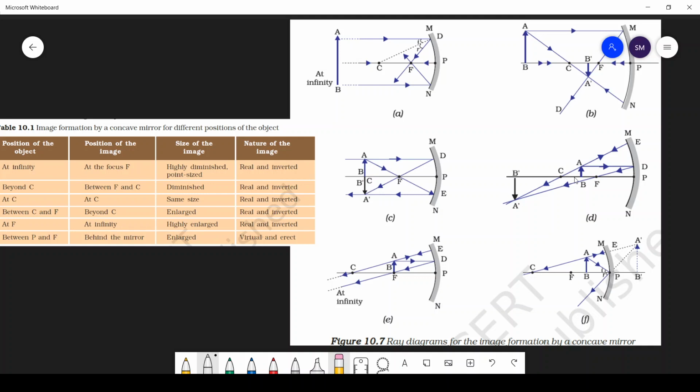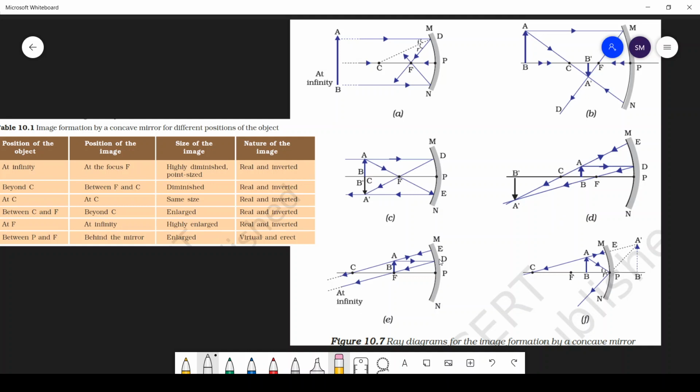Now taking the object more near to the mirror, the image is moving away from the mirror, and now it has gone beyond C. Taking the object now at focus, the image is at infinity. Now taking the object more near, between the focus and the pole, you can't take the image on the screen now, the image is behind the mirror.